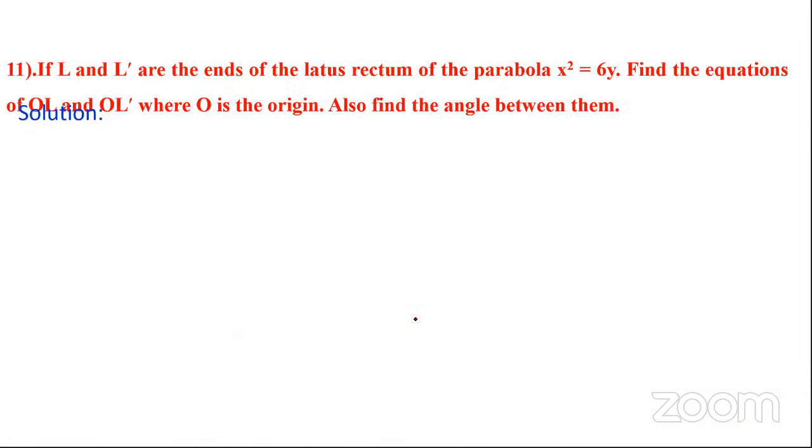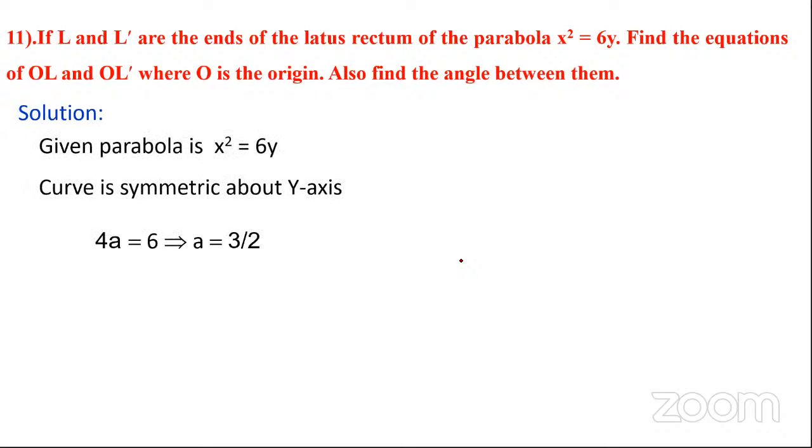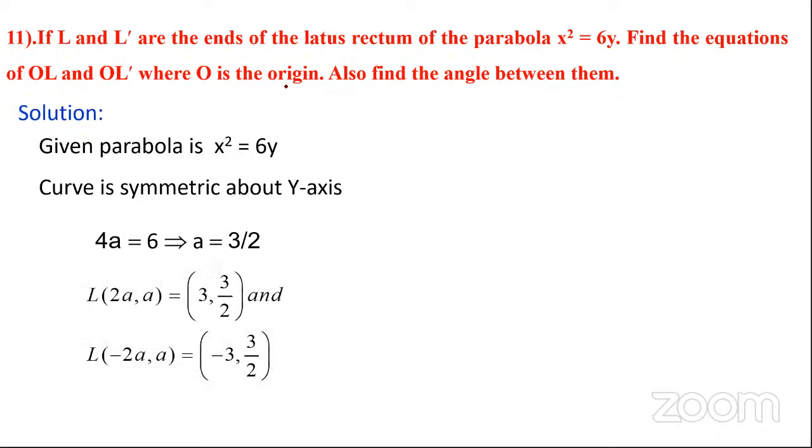So next, if L and L dash are the ends of the latus rectum of the parabola x square equal to 6y, find the equations of OL and OL dash where O is the origin, and also find the angle between them. L and L dash are the end points of the latus rectum, and x square equals 6y is the given parabola. For the angle between them, we have a formula; I'm taking here tan theta equal to (m1 minus m2) by (1 plus m1 m2).